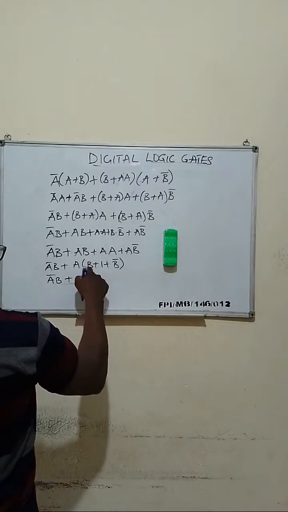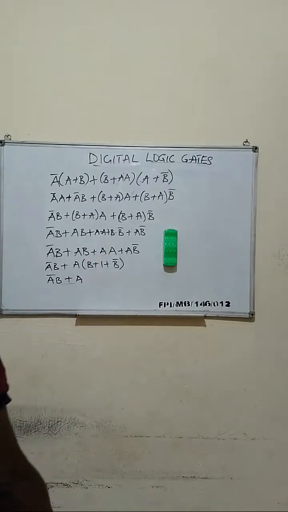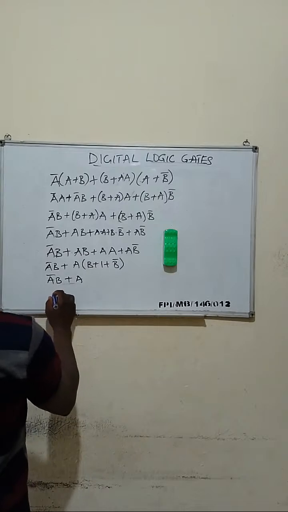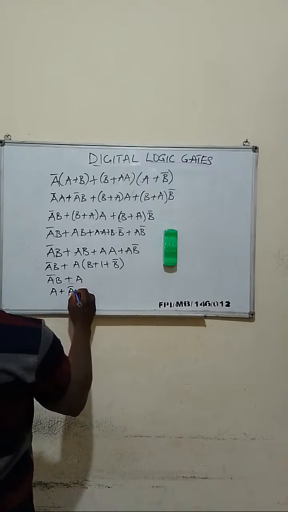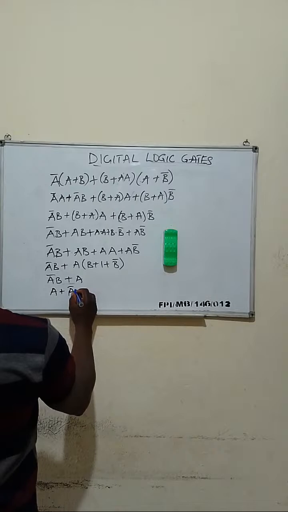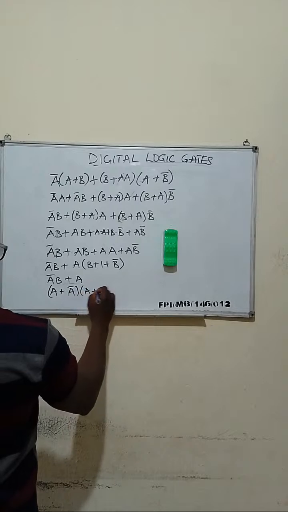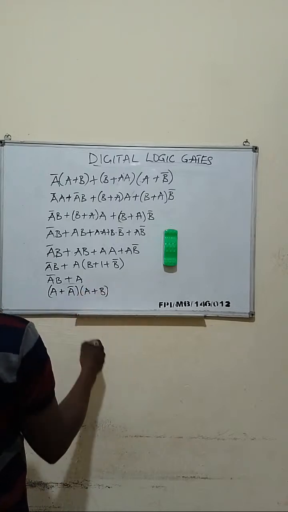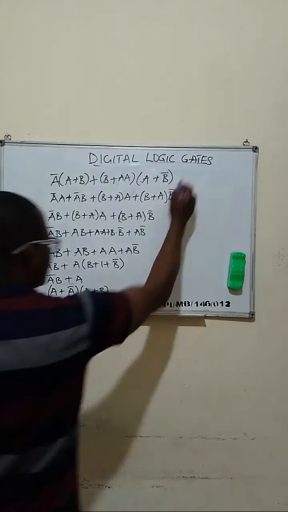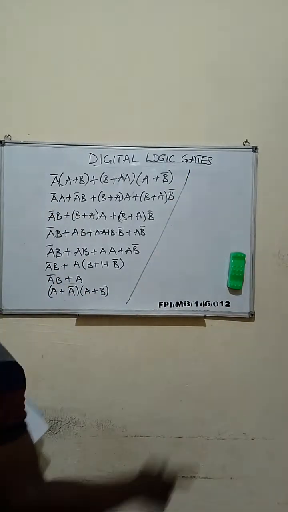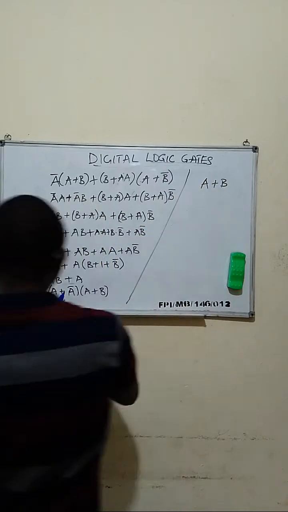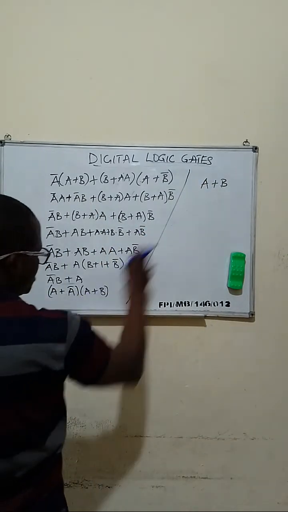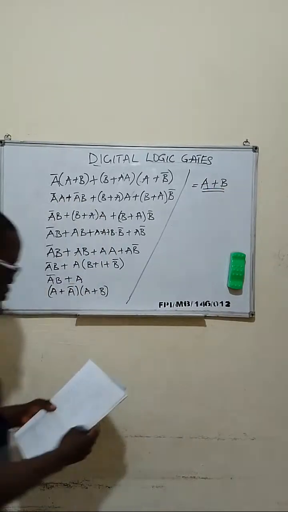All of this is 1. 1 plus 1 is 1. So now we can simplify this further as A plus A bar, using the distributive law again. A plus A bar, then plus in brackets A plus B. Now A plus A bar is always 1. So the final answer will now be A plus B, because A plus A bar is 1. So 1 times A plus B will now be A plus B. The final answer is A plus B.